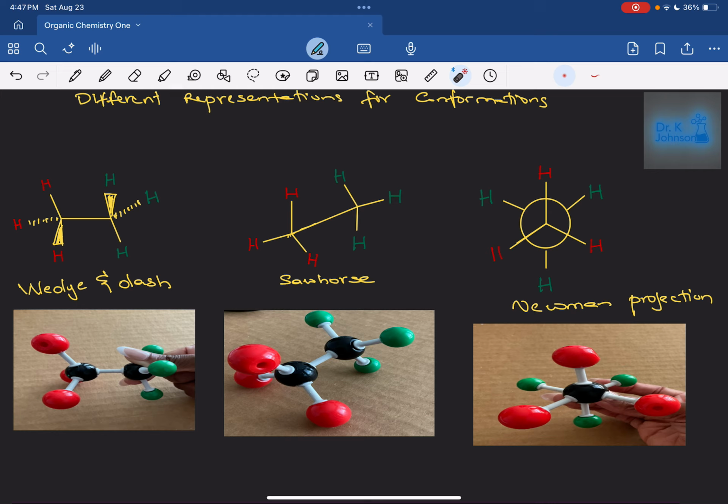Let's get started with what this wedge and dash line representation of your conformation means. This representation has wedge and dash lines, so let's establish what those mean. A wedge line means that it's coming out of, in this case, whatever device you're watching on, into your face, towards you.